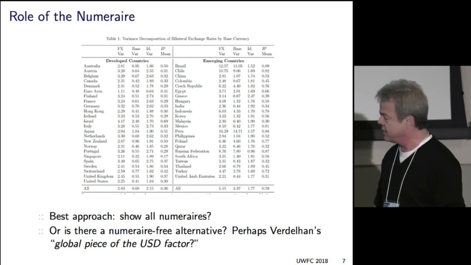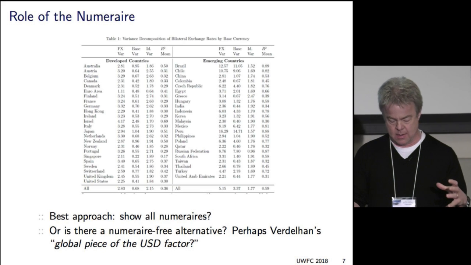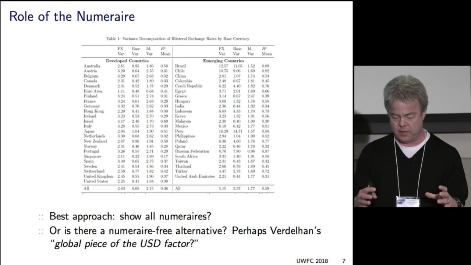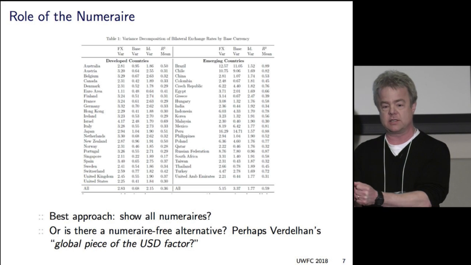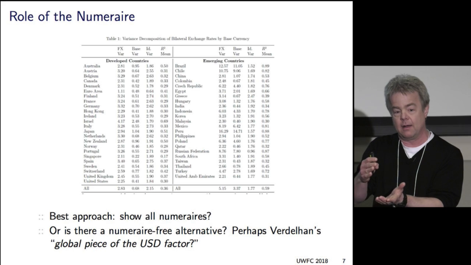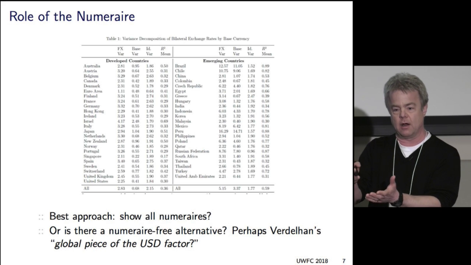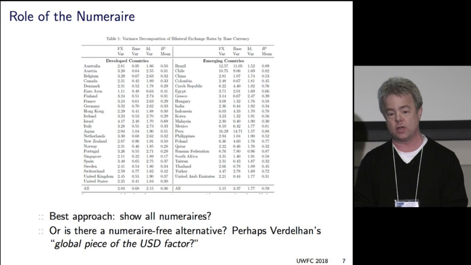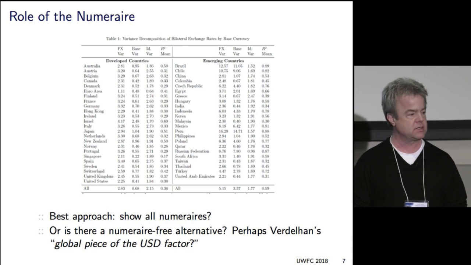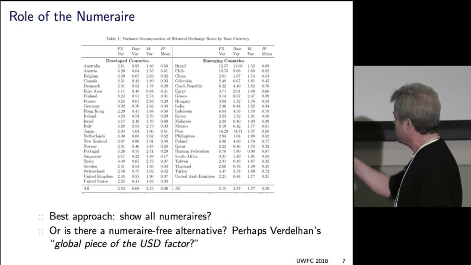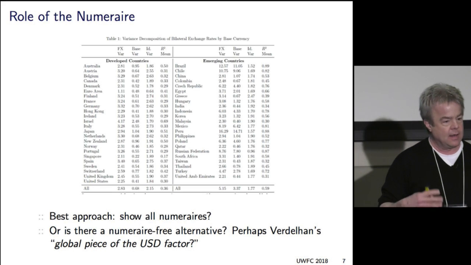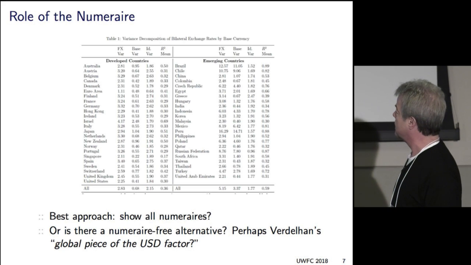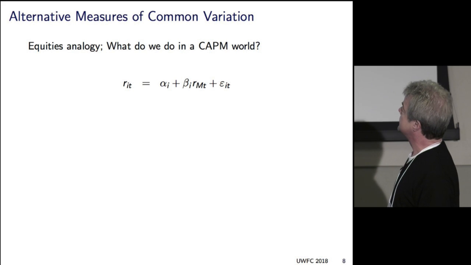Verdelhan has this paper that's in this research agenda that I was talking about, where he takes their dollar base factor and extracts a global component of that, which is kind of more numeraire free. And he argues that you can take this thing and sort of do currency pricing in any numeraire that you like, and you get the same results. So maybe it would be interesting to look at Verdelhan's global piece of the USD factor and look at the geography in there, and this would be a little less numeraire free, or a little less numeraire dependent.